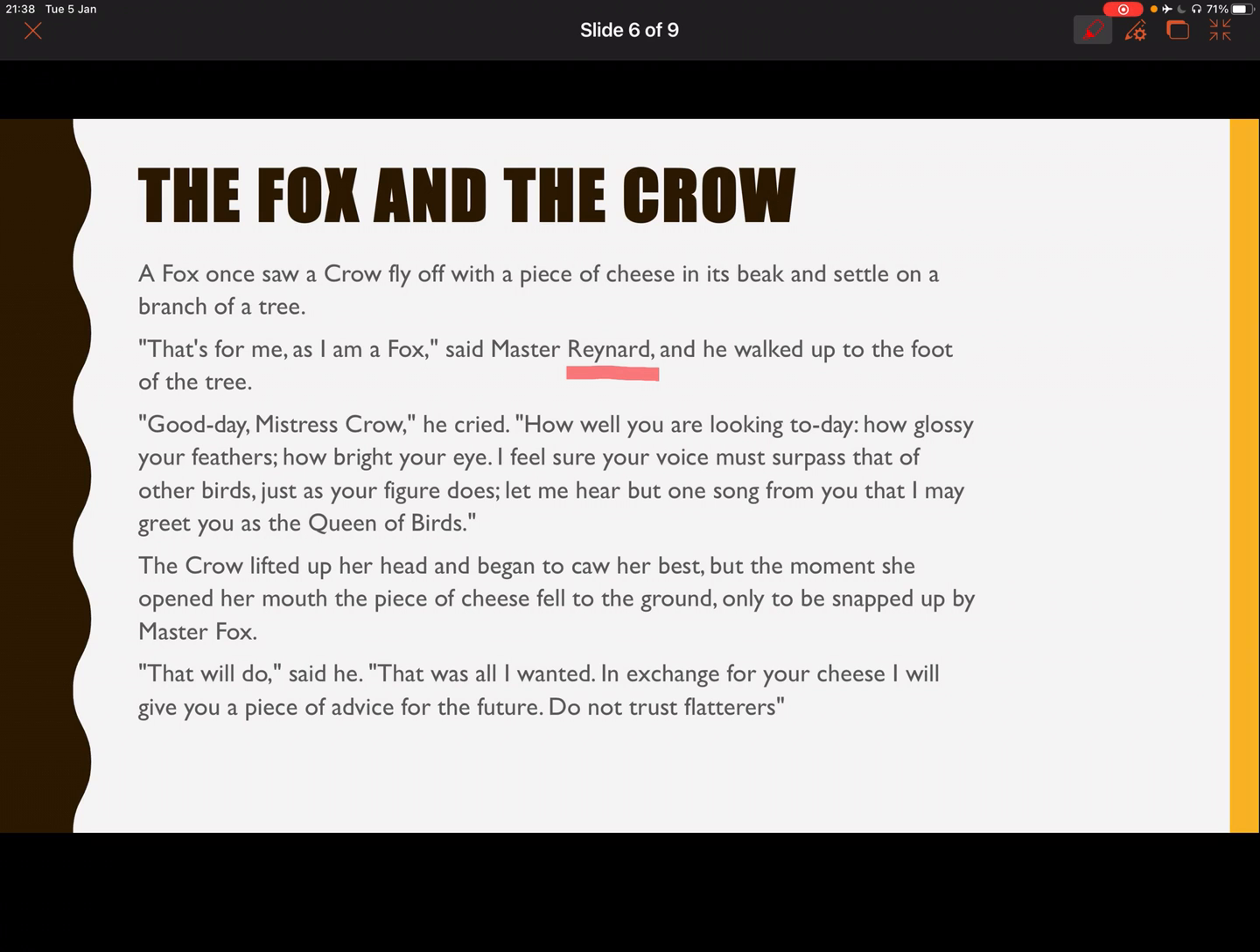So again, I can go through this and I can look for things to do with tense, things to do with time words. So I've got once.